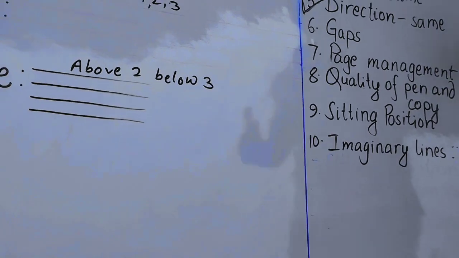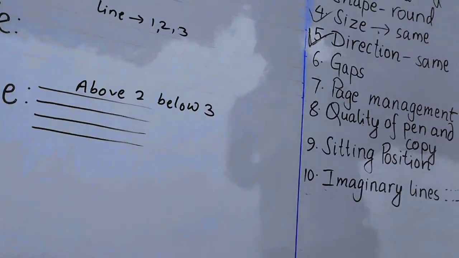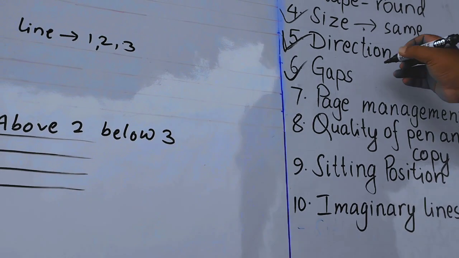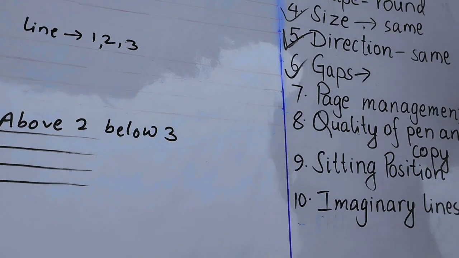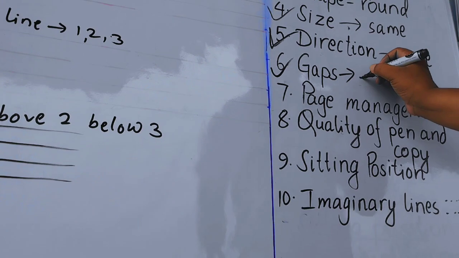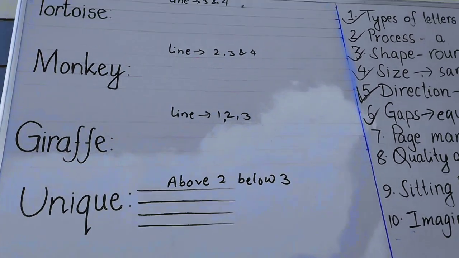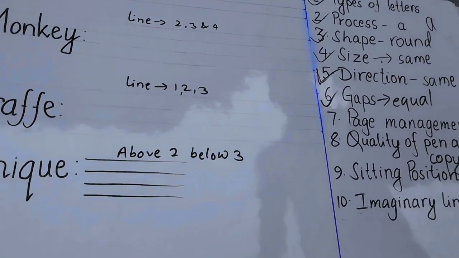And gap maintenance is very important. This is tip number 6, and you need to maintain the gaps equal and appropriate. Gaps between the words should be equal and appropriate. So how to write, I'll give the example practically.